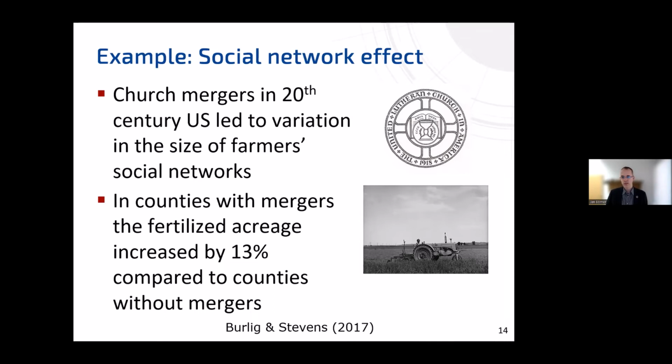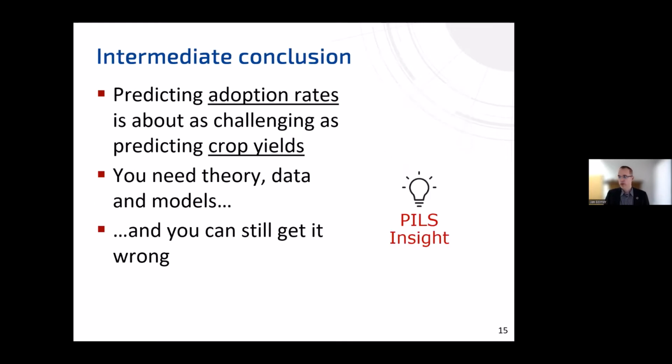So here you see a good example of how social network effects can have a bearing on what type of technologies are adopted and also the impacts that follow from that. So just to have an intermediate conclusion here, we could call that a PILS insight. And I learned in many exchanges with our colleagues from other CPs that predicting crop yields is a very complex undertaking. So if you're a natural scientist and thinking about how difficult it is to predict crop yields, it's about as difficult as predicting adoption rates.